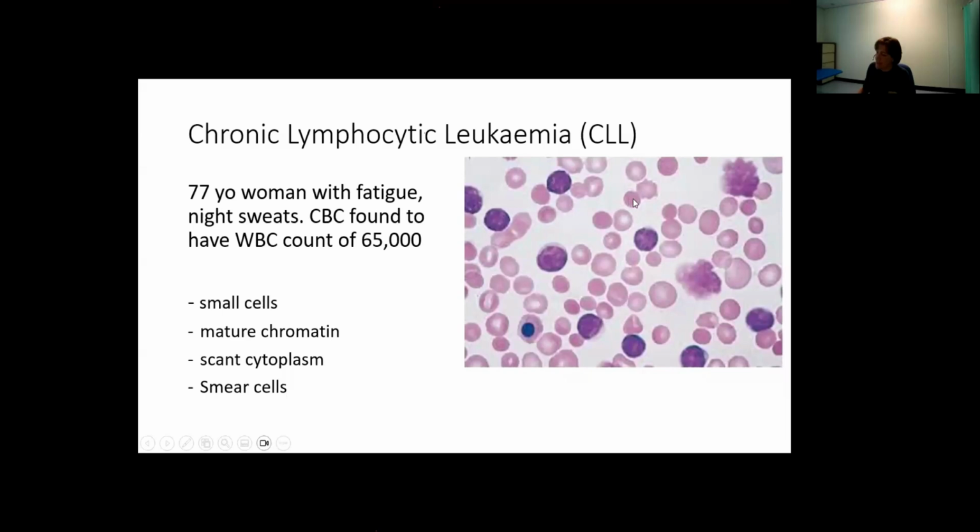So these are spherocytes. And it looks like there are signs here that this patient is hemolyzing. And we see this not uncommonly with CLL, which can trigger the hemolysis.